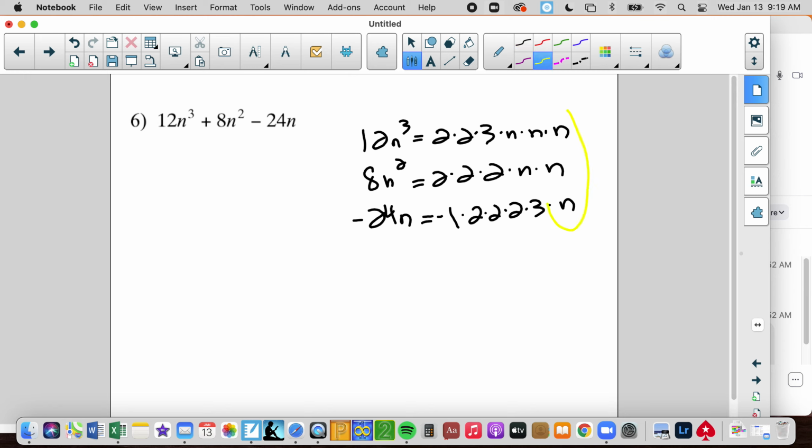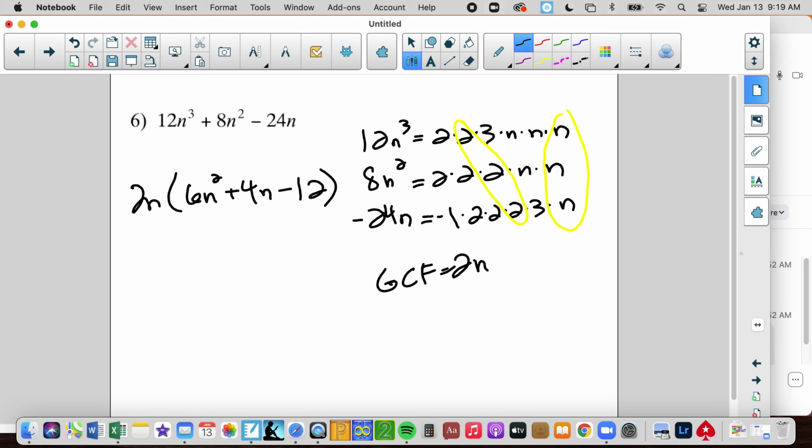They have an n in common. They don't have a 3, they have a 2 in common. And that's it. So my GCF is 2n. Factor out that 2n. And we get 6n squared plus 4n minus 12. Nice.